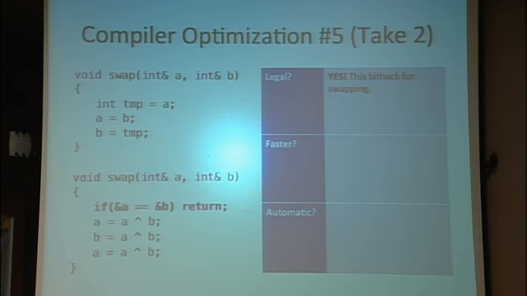So now that we've gotten over all the trick questions, is this actually faster? How many people say yes? One, half, two, three, four. How many people say no?